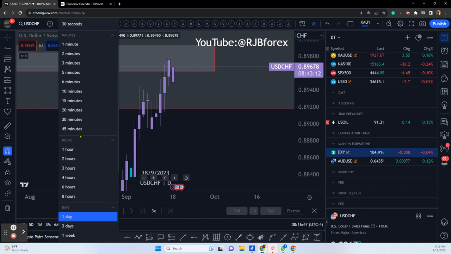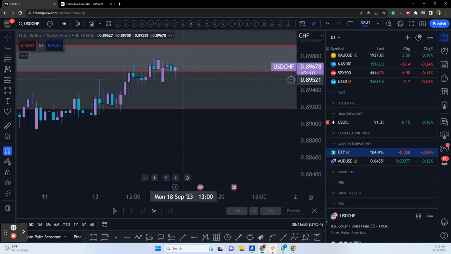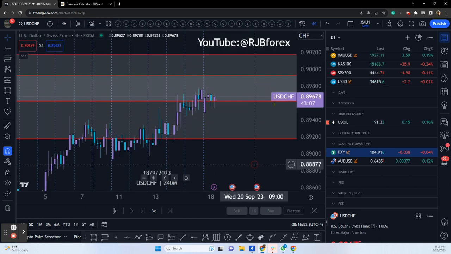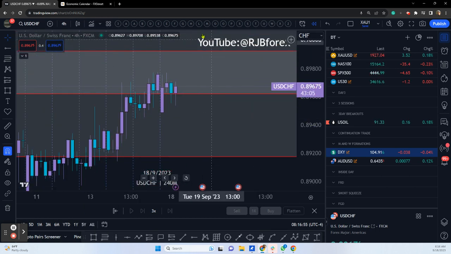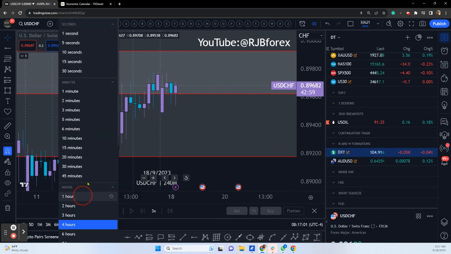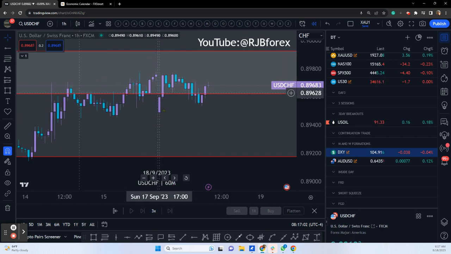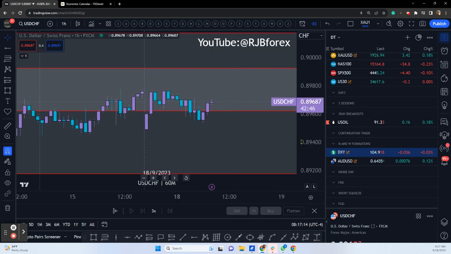Right. So I'm going to look at the 4-hour chart on this dollar Swiss. We had a very bearish open, but it closed higher. So we had the gap, and we've closed the gap. We're consolidating up top, trying to break lower. So on this hourly chart, we're looking a bit more bearish.